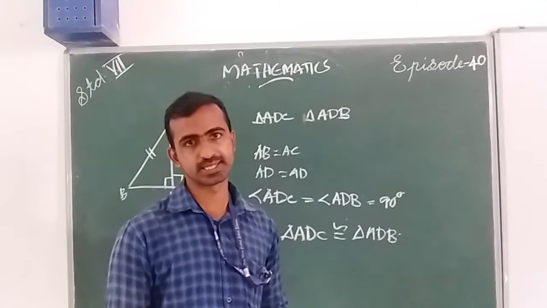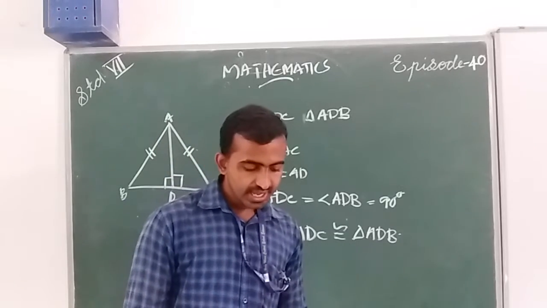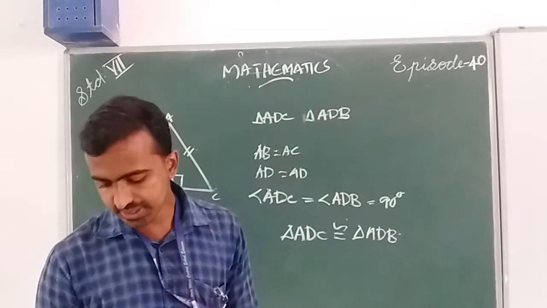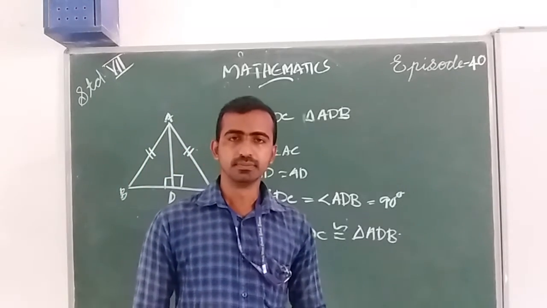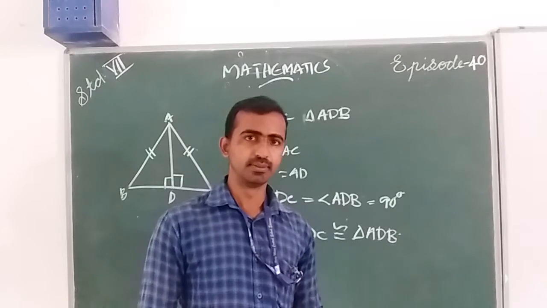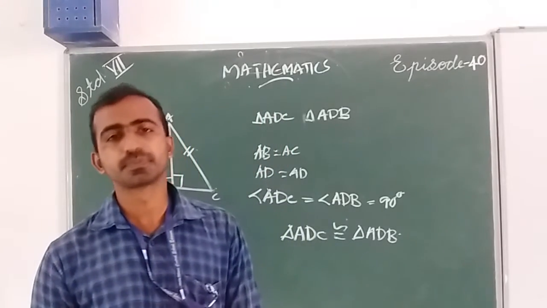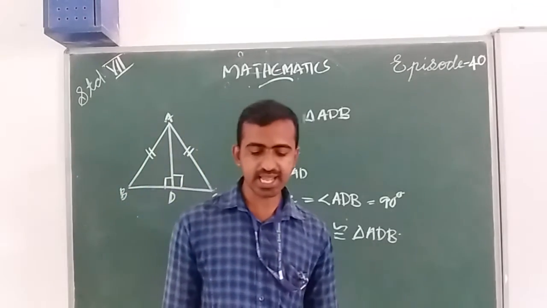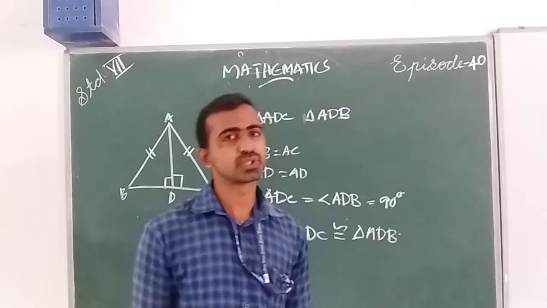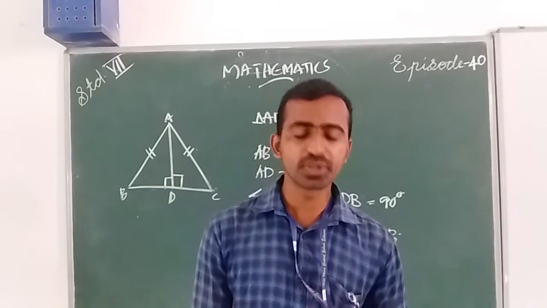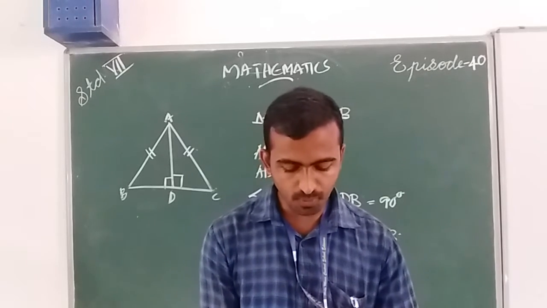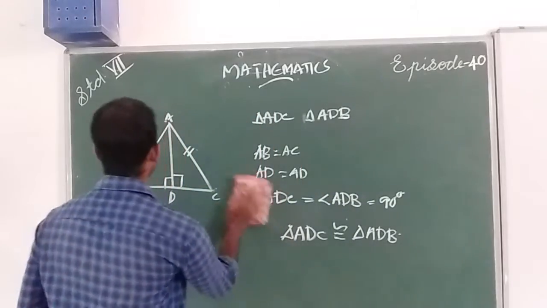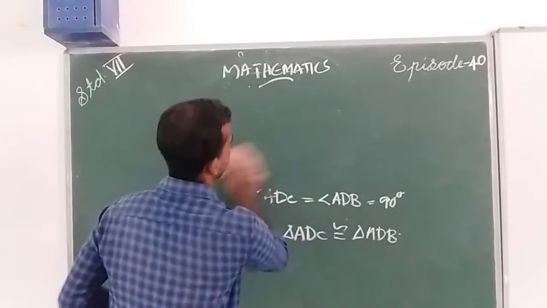And the fourth question is BD equal to CD. Is it? Yes, BD equals CD because of corresponding parts of congruent triangles. So we can say that BD equals CD. And next we are going to discuss our exercise 7.2.